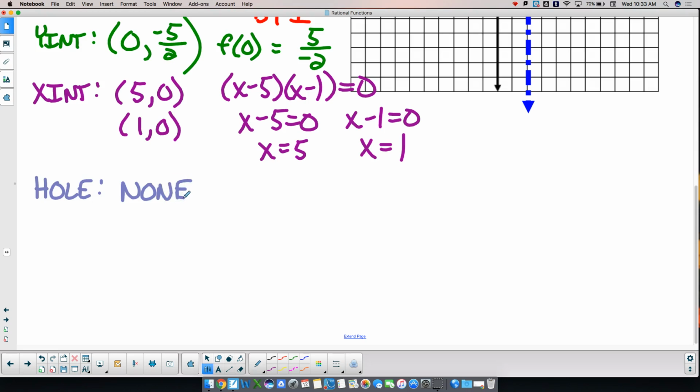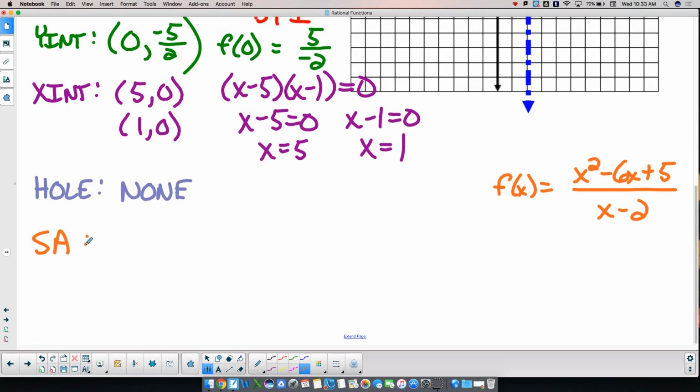Okay. My function, again, was x squared minus 6x plus 5 all over x minus 2. We differed by 1, so we will have a slant asymptote. Luckily, I'm in this case where I can do synthetic division.